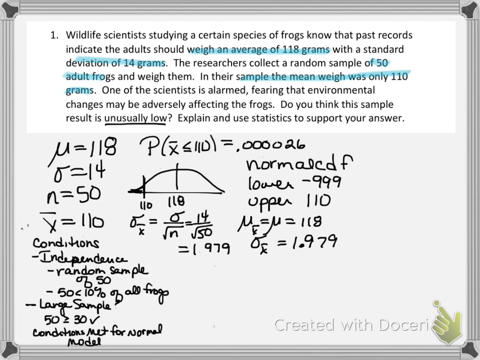So this is unusually low. That's a very, very small probability for our sample. Therefore, maybe it is happening. We might need some more information. They might want to be a little bit alarmed because it's a very low, unusual result.